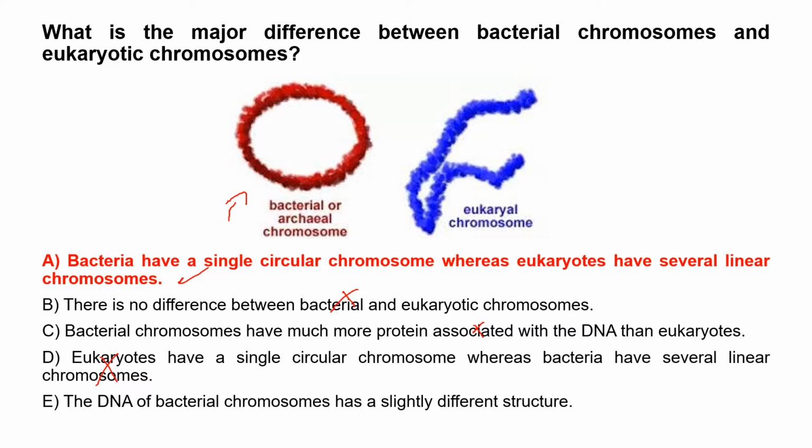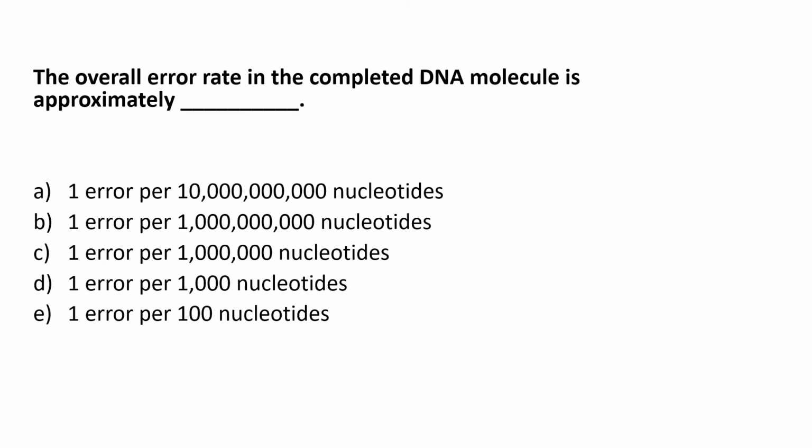And E, the DNA of a bacterial chromosome has a slightly different structure. It's not a slight difference, and it's not describing the difference. So this is just not complete, and A is better.